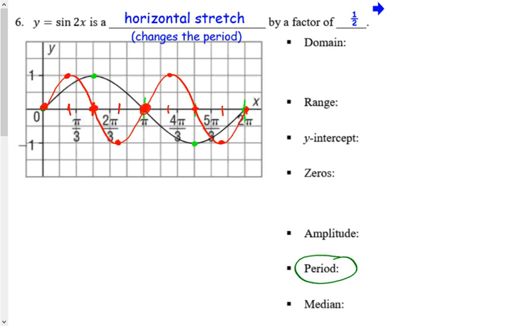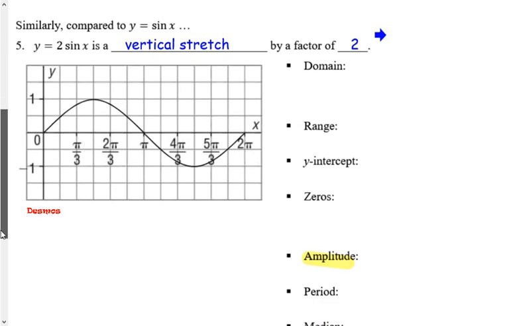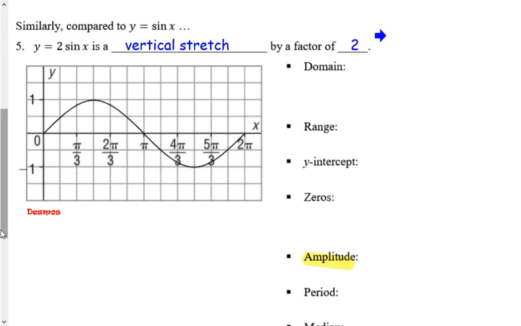Okay, let me go back to the previous one because we didn't sketch this graph, but we should sketch it. Vertical stretch by a factor of 2. The zeros stay where they were, the minimum and maximum values will be twice as far from the x-axis, so we'll be up there and down here. So this is the graph that we would get for y equals 2 sine x. Change in amplitude.